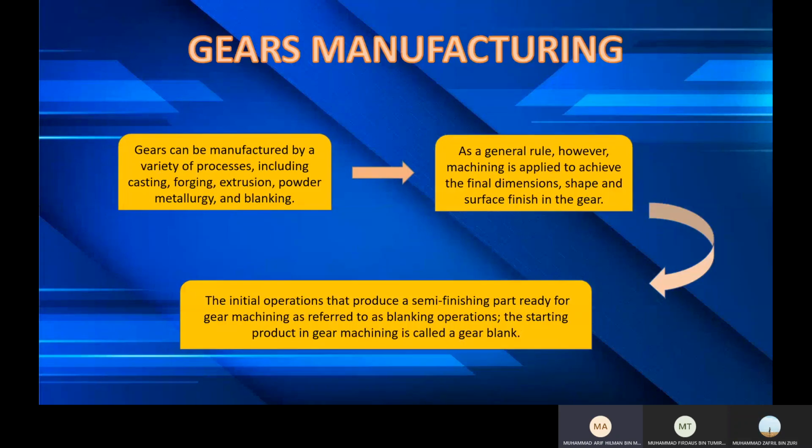Let's talk about gear manufacturing. Gears can be manufactured by a variety of processes, including casting, forging, extrusion, powder metallurgy, and blanking. As a general rule, however, machining is applied to achieve the final dimensions, shape, and surface finish in the gear. The initial operations that produce a semi-finished part ready for gear machining are referred to as blanking operations. The starting product in gear machining is called a gear blank.